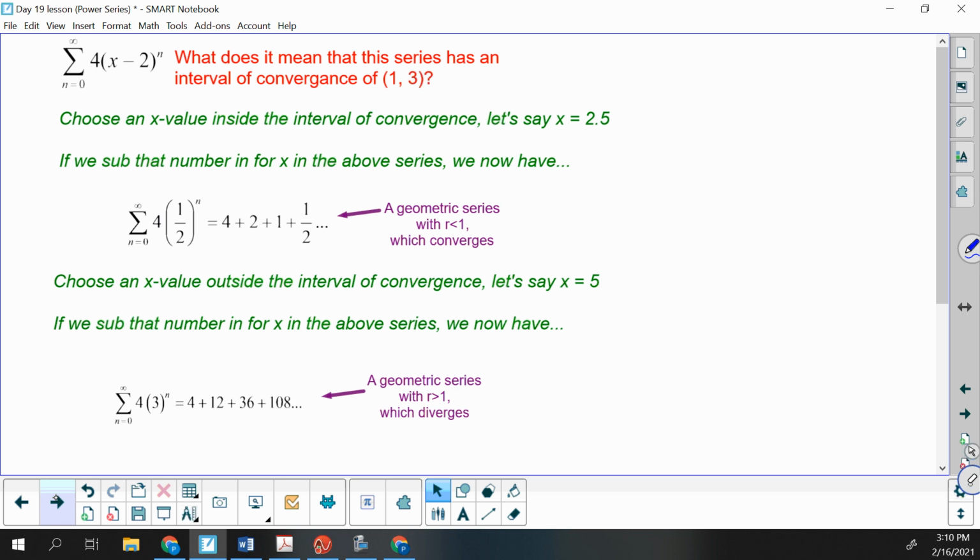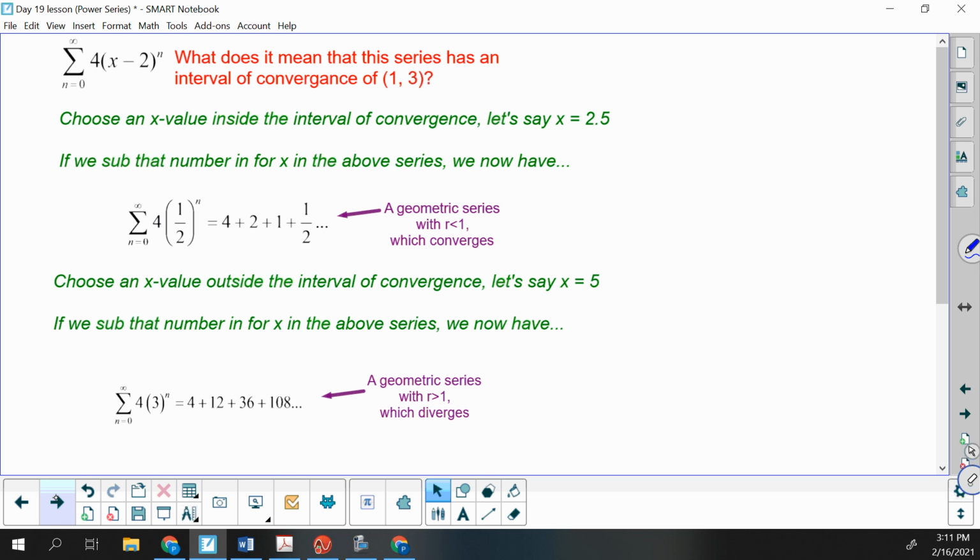So, what's meant by the fact that we know between 1 and 3 converges: if you picked a value like 2.5, sub it in for x, you would get 2.5 minus 2, which is a half, and now you have 4 times a half to the n. Well, notice that's geometric with r value less than 1, so that converges.